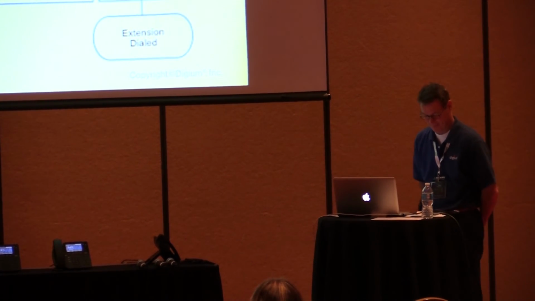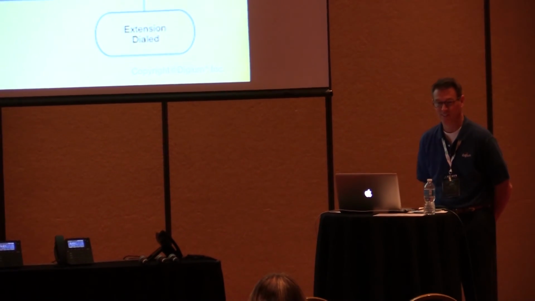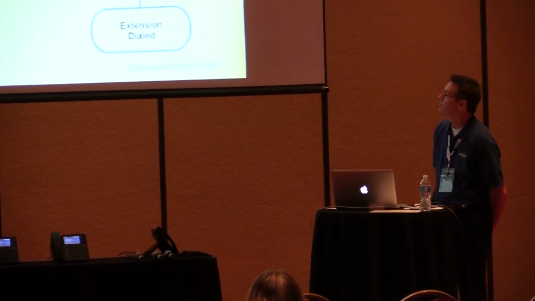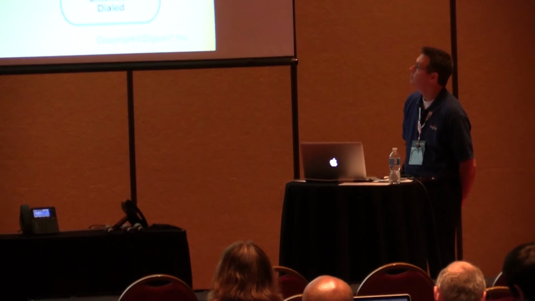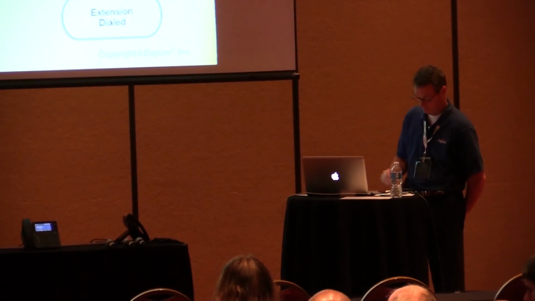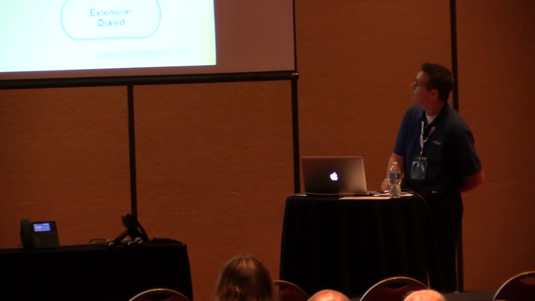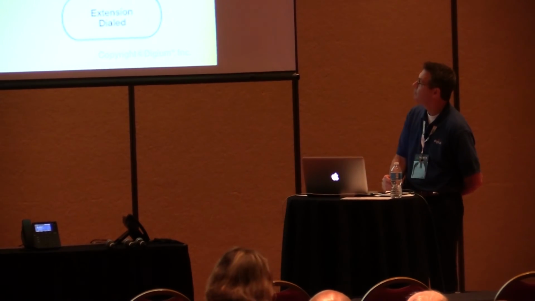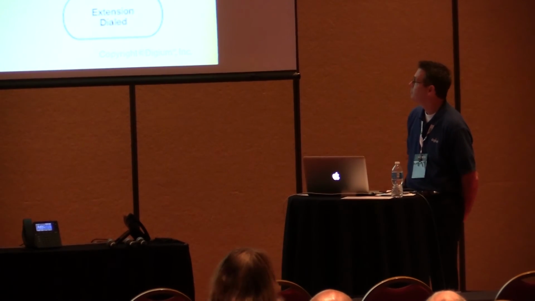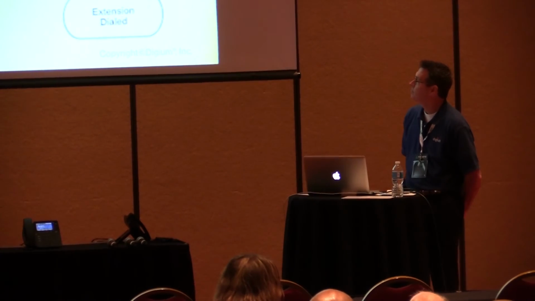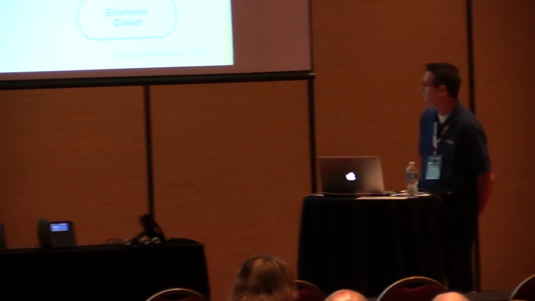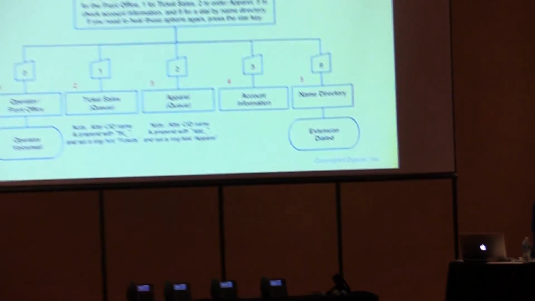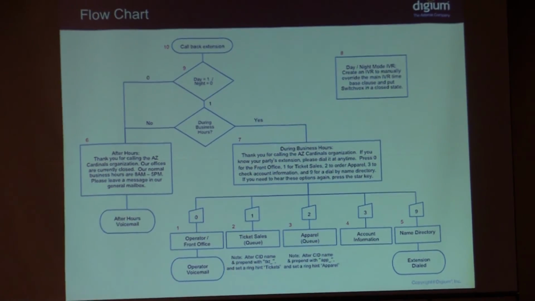Thank you for calling the Arizona Cardinals organization. If you know your party's extension, please dial it at any time. Press 0 for the front office, 1 for ticket sales, 2 to order apparel, 3 to check account information, and 9 for a dial by name directory. If you need to hear these options again, press the star key.